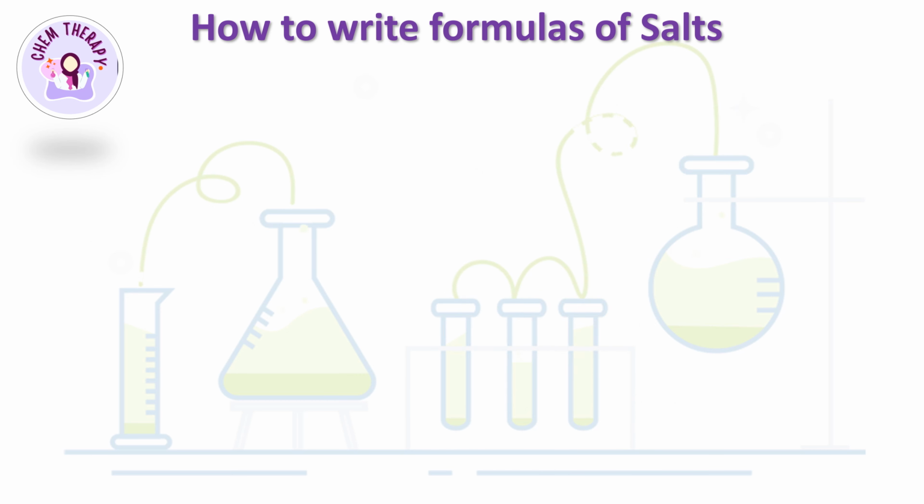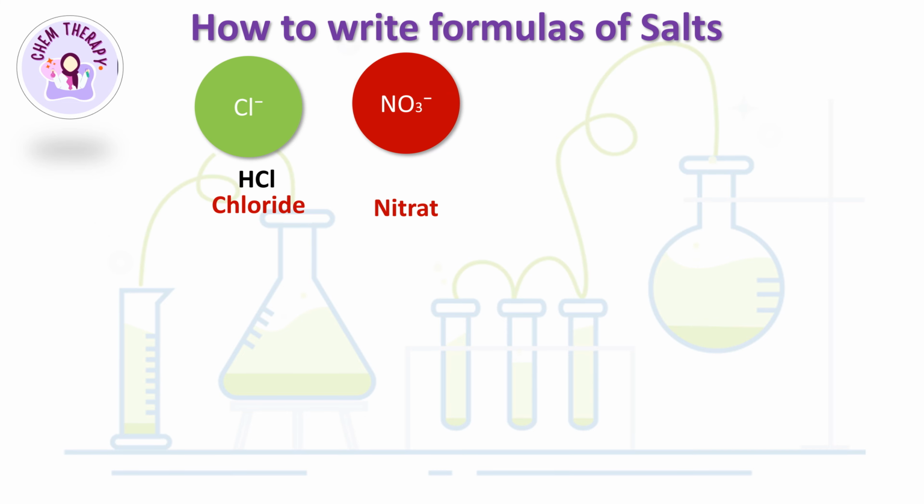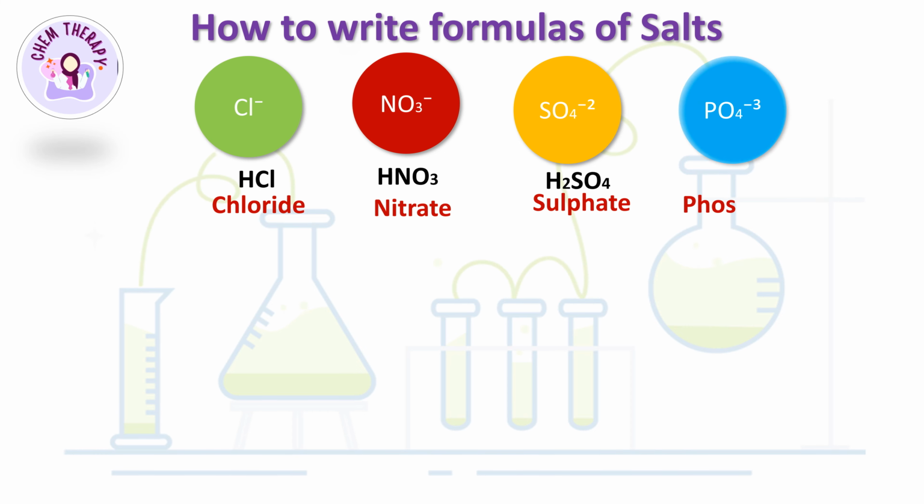Now, let's learn how to write the formulas of salts. Let's first see the negative parts of different acids and the charges they carry. Chloride, the negative part of HCl, has a charge of -1. The next one is nitrate, the negative part of nitric acid. It also has a charge of -1. Sulfate is the negative part of sulfuric acid, carrying a charge of -2. And phosphate, the negative part of phosphoric acid, carries a charge of -3.